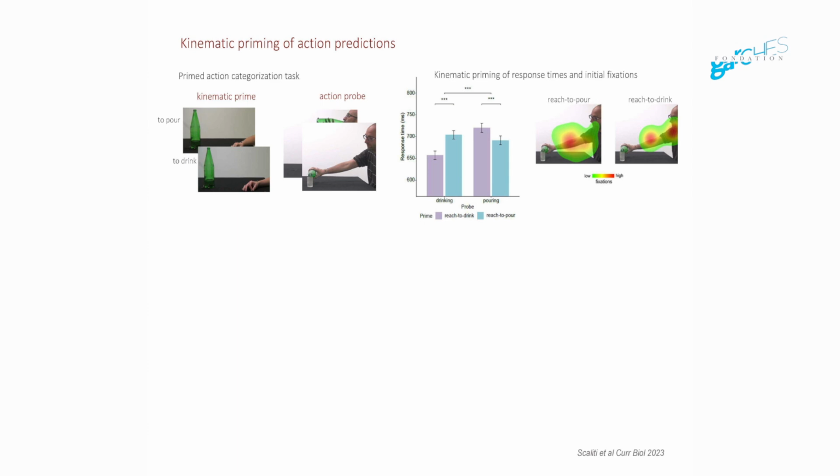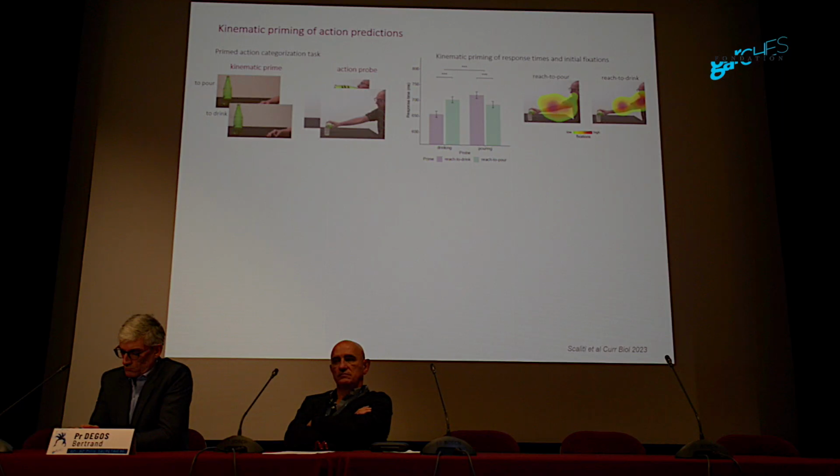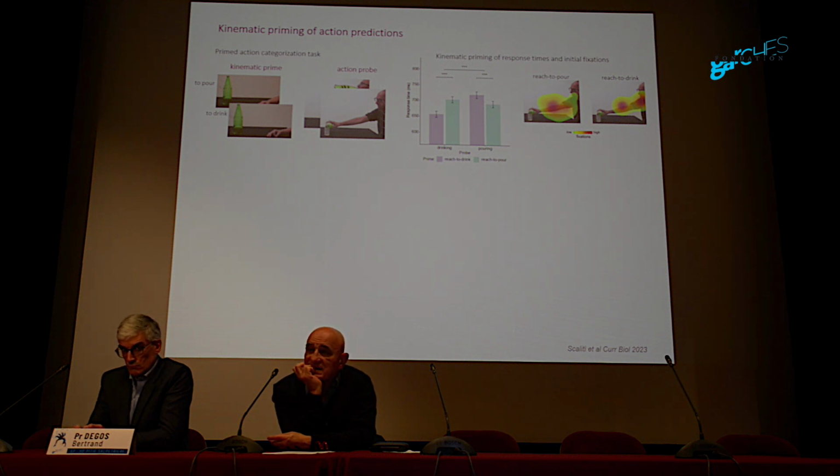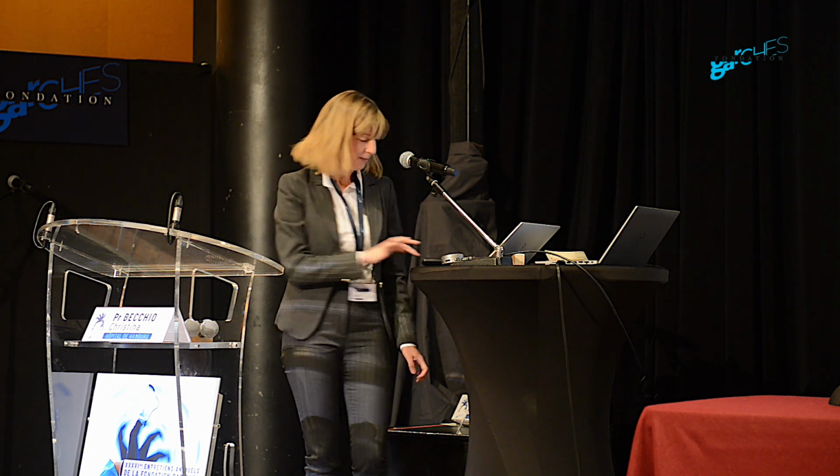We also saw that, since it was the first time, we wanted to be sure. We wanted an independent measure of kinematic priming. And so we also looked independently, in a separate analysis, at initial fixations. And what we saw is that initial fixations were also predicted by the kinematic prime that was shown before the image. So basically, the probability that the first fixation lands on a task-relevant region is higher for congruent trials than incongruent trials. Now comes the exciting part.